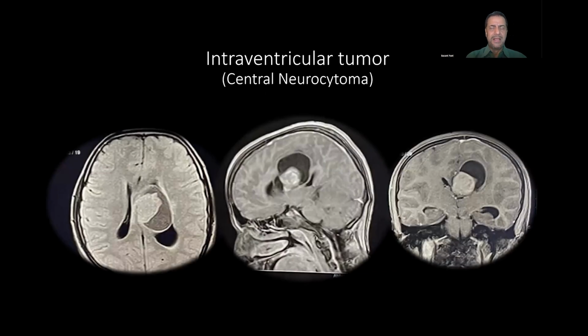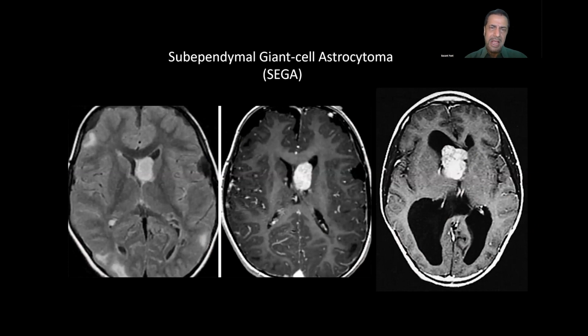Some examples of intraventricular tumor, like this case, is a central neurocytoma, where you can see there's a cystic component and a moderately enhancing lesion within the ventricle itself. It's centrally located, and central neurocytomas are very, very good cases for surgery, and they do pretty well after complete excision.